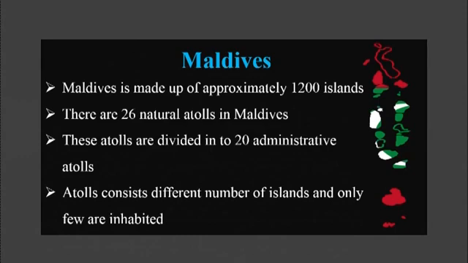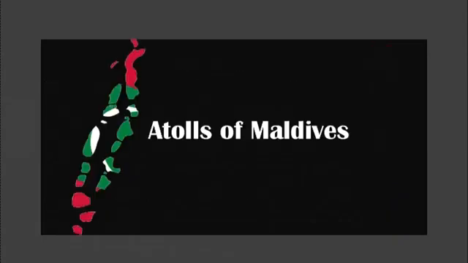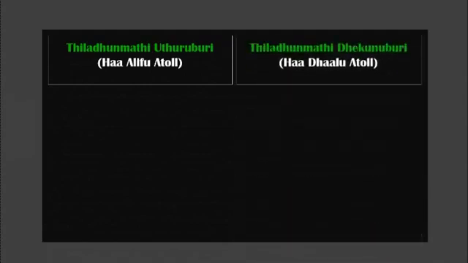Now we are going to have a look at the 20 administrative atolls and their official names. Atolls of Maldives. The official name of Halif Atoll is Tiladummati Uturuburi. And the official name of Hadal Atoll is Tiladummati Dekunuburi.